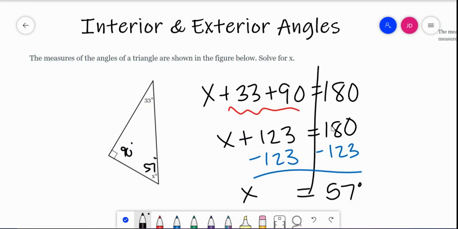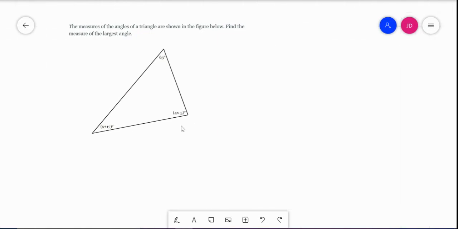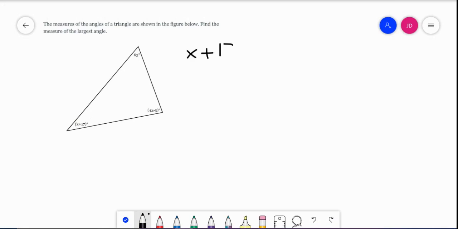All right, so we have a right triangle with two acute angles. So I showed a nice little shortcut, but you can't do that for all of these. Let's take a look at the next diagram. You can't do that for this one. All right, so again, I'm going to make my equation by adding them all up to 180 degrees. So I'm going to start with this one first, x plus 17 plus 4x minus 5 plus 63 equals 180.